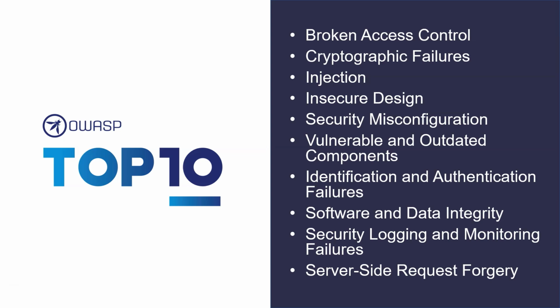The OWASP organization regularly authors a top 10 list, which is a standard awareness document for developers and web application security. It represents a broad consensus about the most critical security risks to web applications. Here's the top 10 list for the most recently published year, which is 2021. With each new report, they adjust the categories, rename some of them, and regroup issues according to what they see in the wild and what users report. In the rest of this video series, we'll examine each item on the top 10 list in more detail.